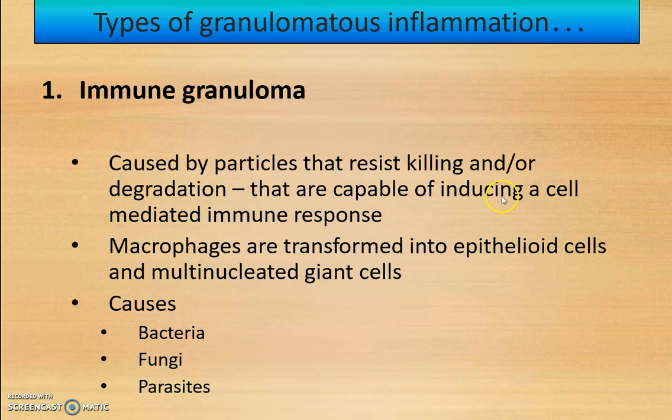In this case, there are epithelioid macrophages, and these macrophages transform into epithelioid cells and multinucleated giant cells. Okay, the immune granuloma can be caused by living organisms, like in tuberculosis by the bacteria. It also can be caused by fungi and also parasites.